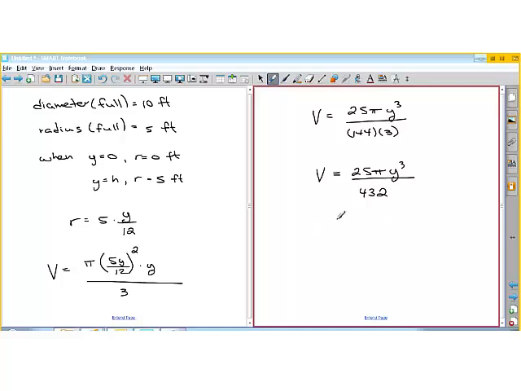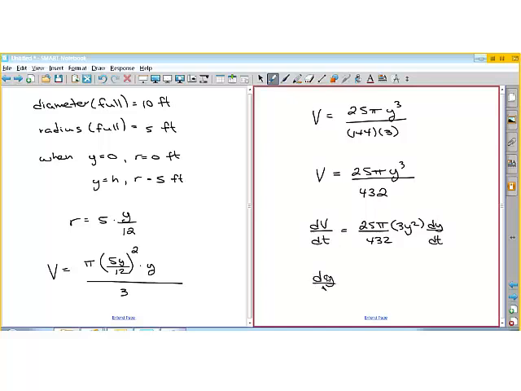So now we use implicit differentiation. We take the derivative of the left-hand side, which is going to be dV/dt. And that's equal to 25 pi over 432, and then the derivative of y cubed is 3y squared times dy/dt. So we're given dV/dt in the problem. It's 10 cubic feet per minute. And we know y is 8. So we can solve for dy/dt because they're asking for the rate of change of the depth of the water. So let's do that.